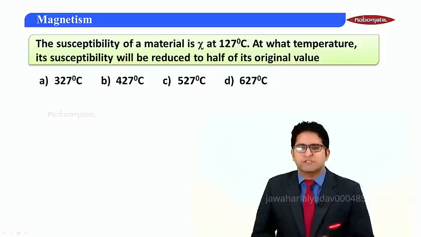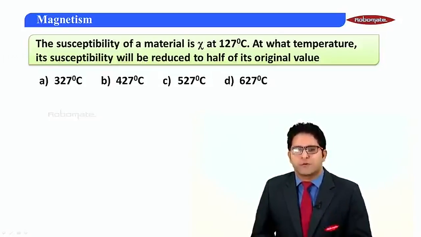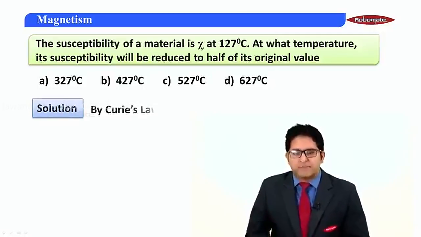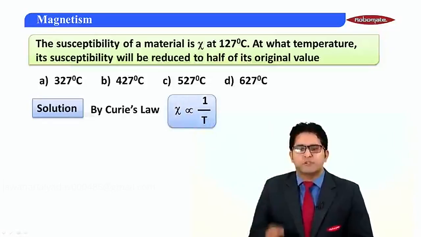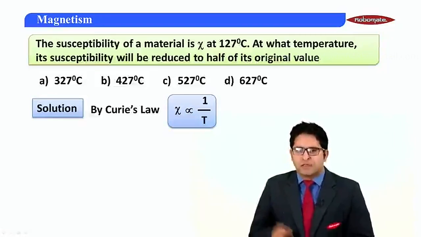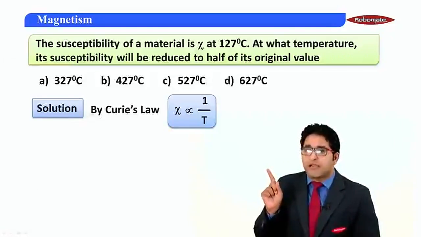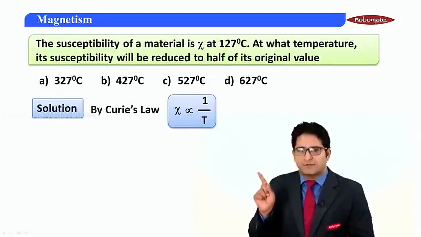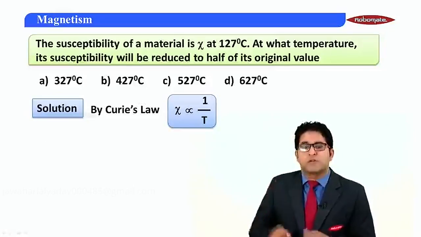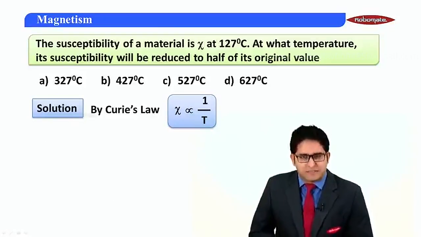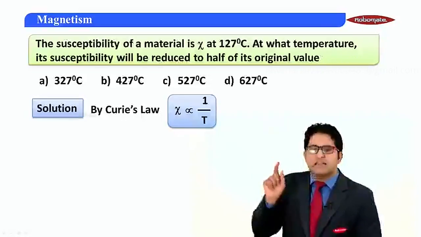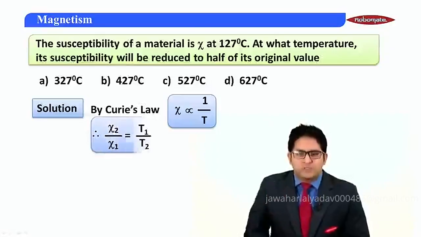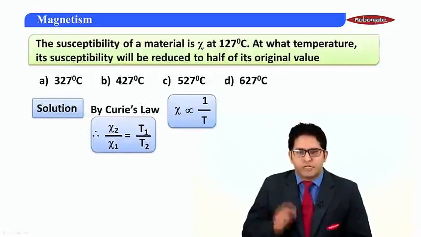Now students, this particular MCQ is based on the concept of Curie's law. And in Curie's law, we have learned that magnetic susceptibility is inversely proportional to absolute temperature. Here, we need to consider absolute temperature. That means temperature has to be converted into Kelvin. Right now, we are provided with temperatures in degrees Celsius, right? Now, as xi is directly proportional to 1 by T, from here we can say xi2 upon xi1 will be equal to T1 upon T2, right?